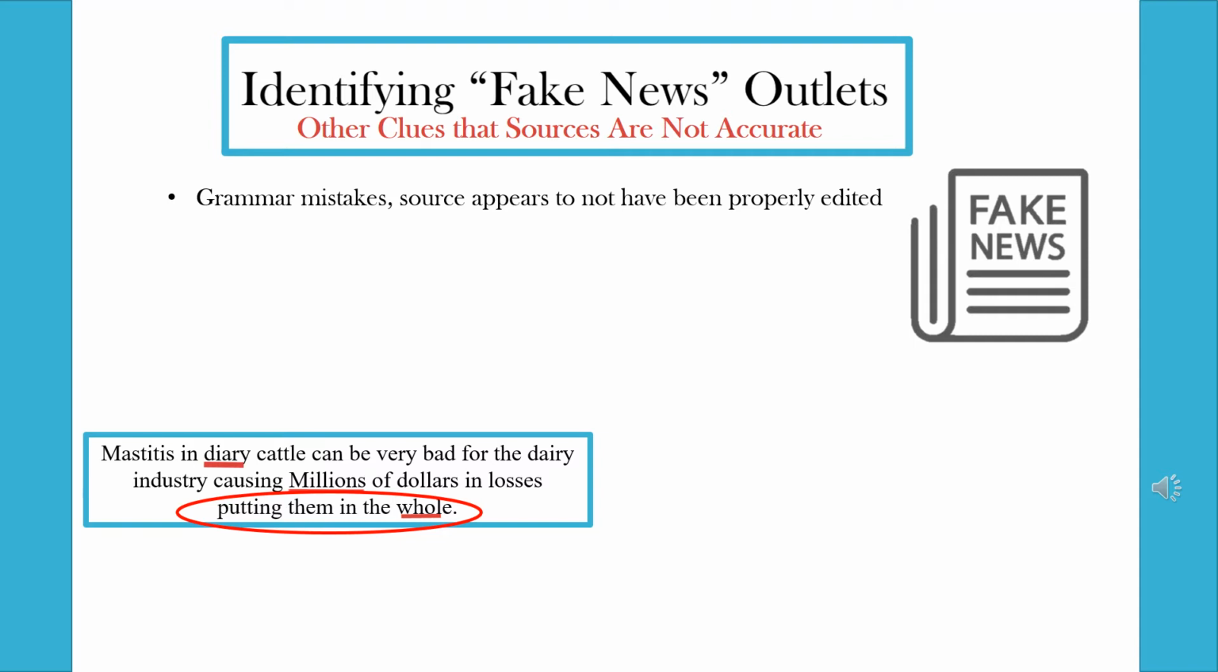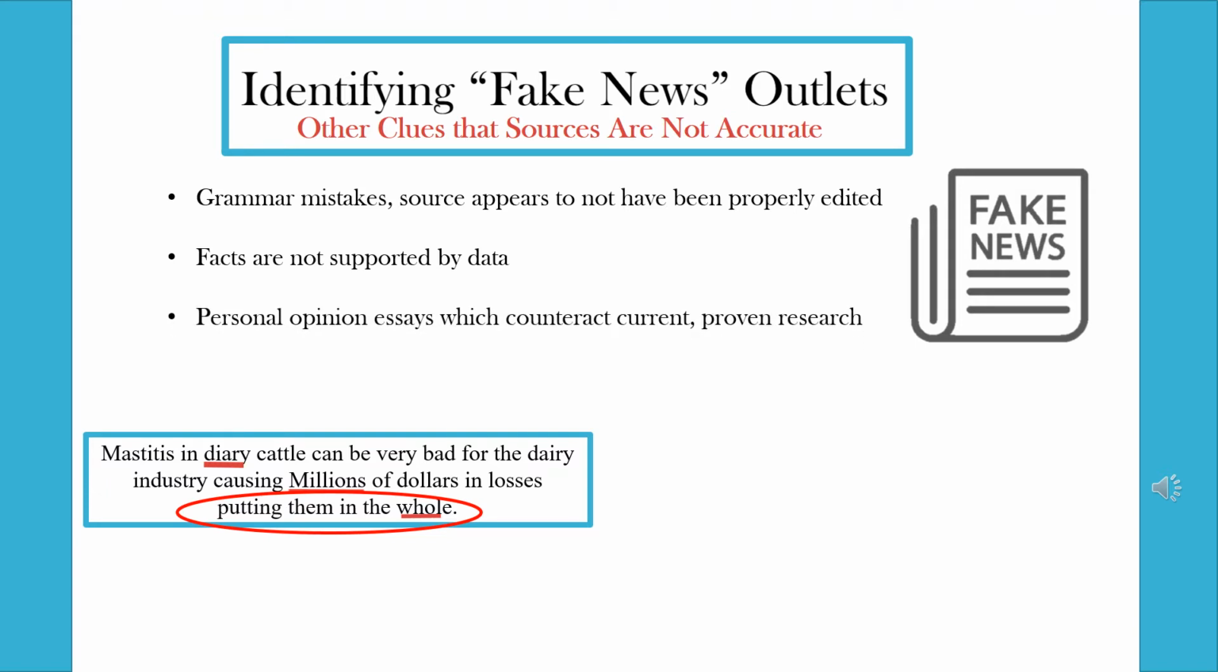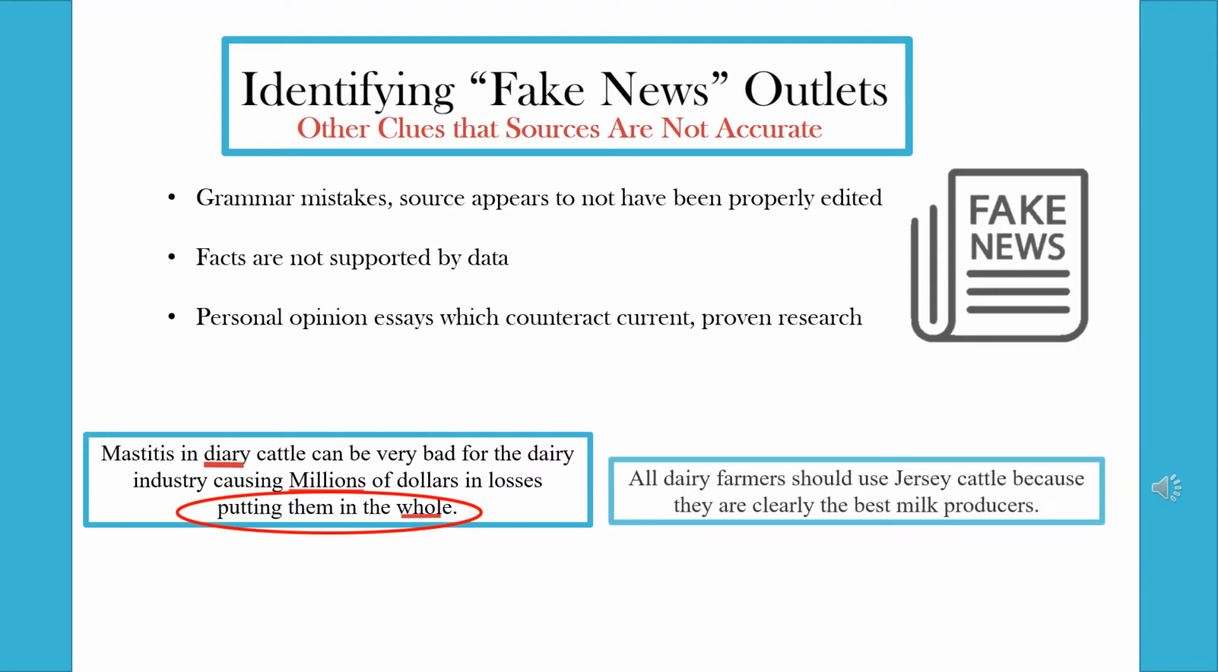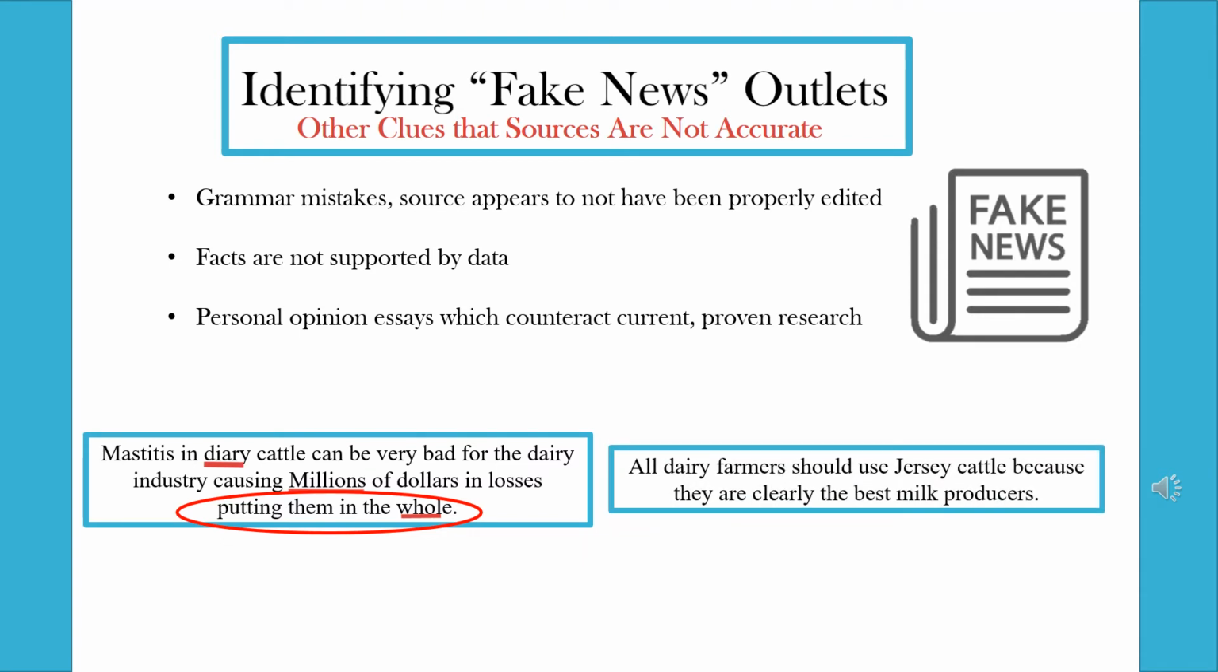Another way you can determine if your source is fake news is by looking for facts not supported by data. This shows that the facts are not accurate, and thus your source is probably fake news. It's also good to avoid any personal opinion essays which might counteract your proven research. Look at this sentence. All dairy farmers should use Jersey cattle because they're clearly the best milk producers. It's evident that this is a personal opinion and is not a proven fact.